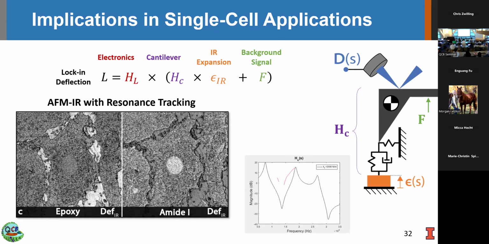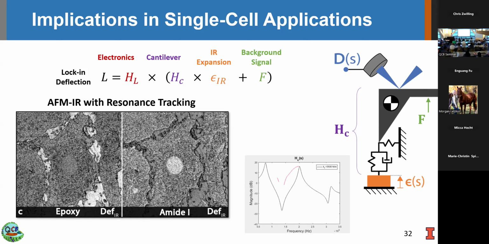So here we show results from the current state of the art AFMIR method using resonant tracking. The images on the left were collected using AFMIR while tracking and pulsing at the resonant frequency at each pixel. Although the intention is to minimize the effects of the cantilever's response, we see little improvement in the chemical contrast when you compare it to the fixed frequency measurements on the previous slide.